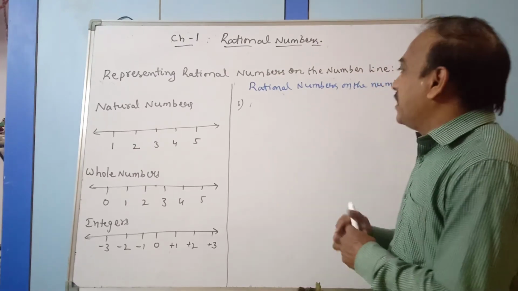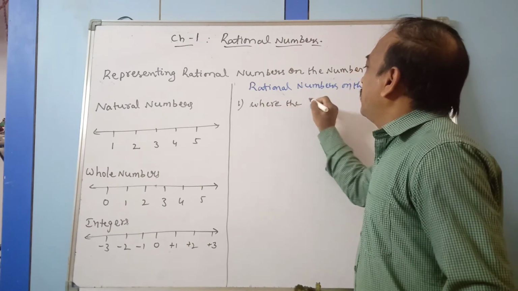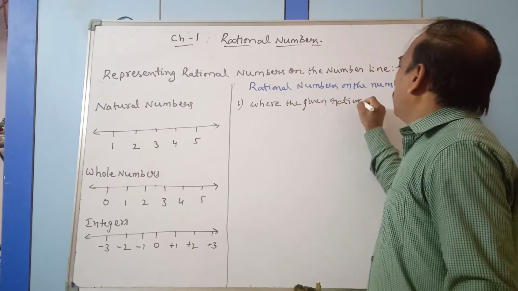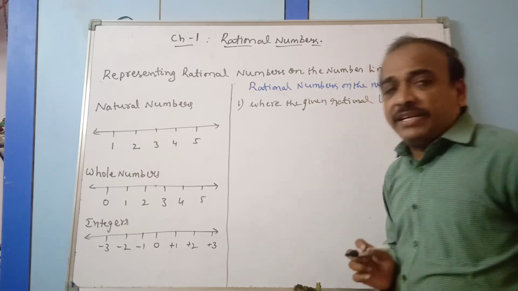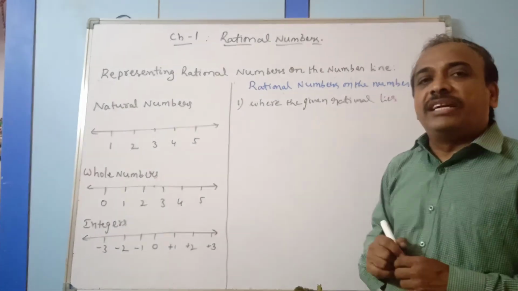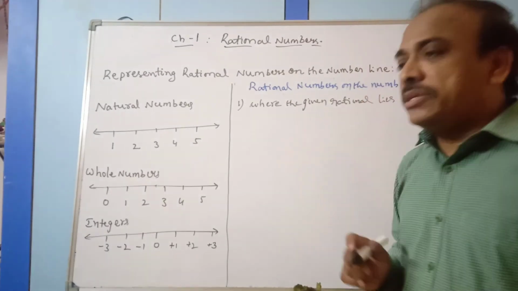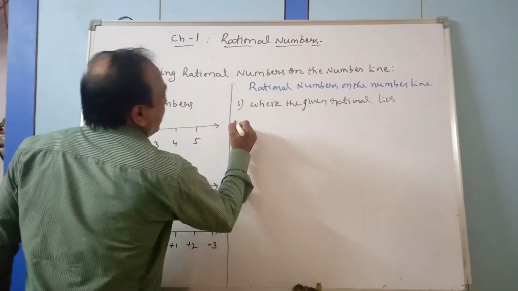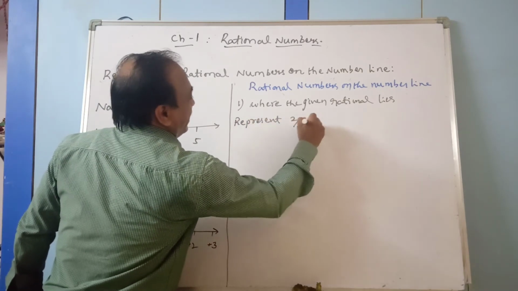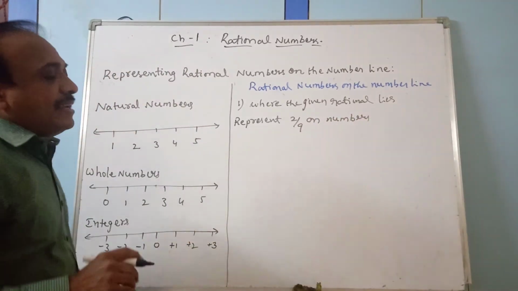You have to see all proper rational numbers lie between 0 and 1. First thing, you have to identify in between where the given rational lies. That is the first step. Second step, you have to see equal distance between the rationals. Now suppose 2 by 9, if I ask, represent 2 by 9 on the number line.